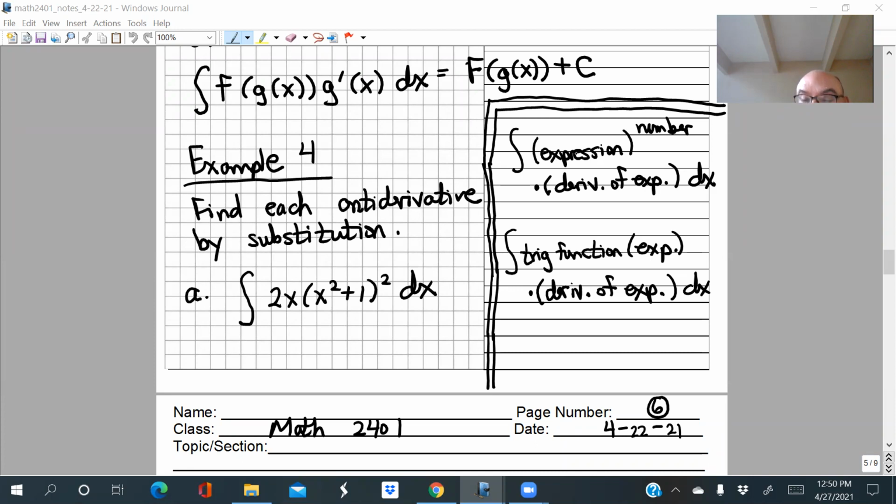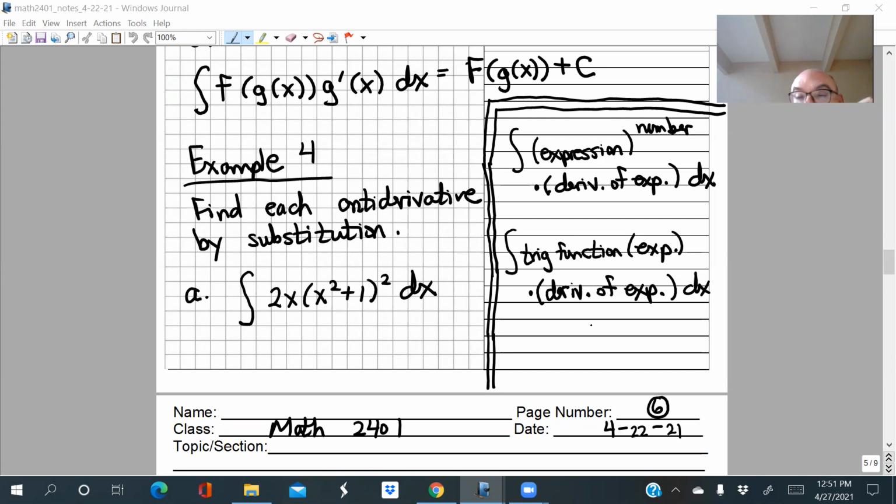Again, when you look at your integrand, the formula that you're trying to integrate, if you notice that you have some formula raised to a power, that's something you need to watch for. Or if you have a trig function of some expression, not just x, but some formula that involves x, that's another situation you want to pay attention to. All right, so let's start off with an example. I'm going to show you what you want to do when these situations occur.